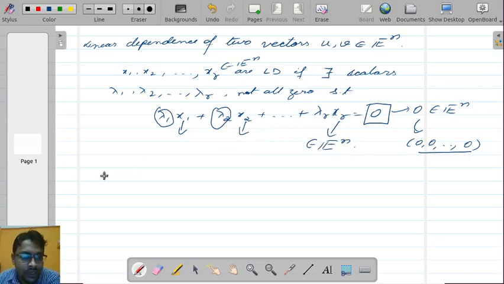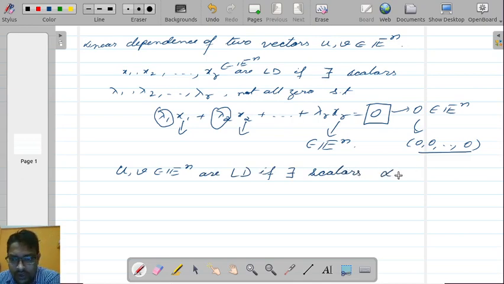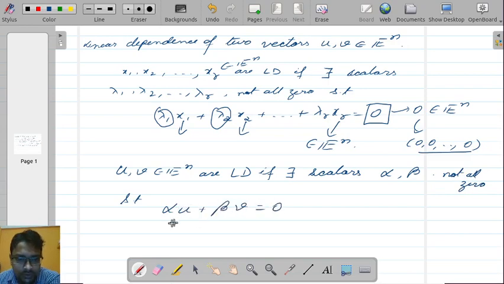If you have two vectors u comma v belonging to E to the power n, they are linearly dependent if there exist scalars alpha and beta, not all 0, that means at least one of them is non-zero, such that alpha u plus beta times v equals 0. So out of alpha comma beta, at least one is non-zero.